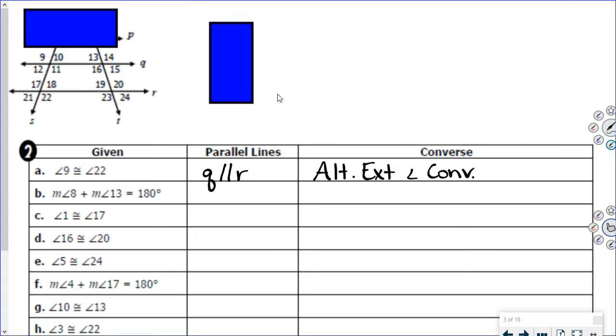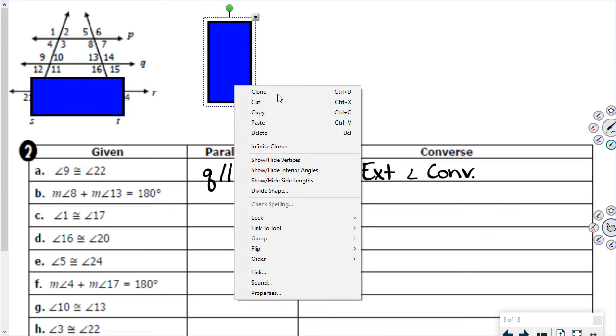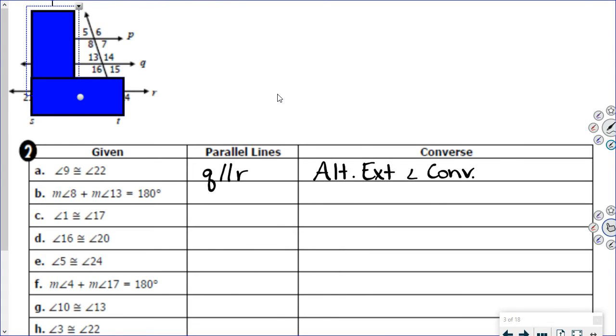Same thing if we look at 8 and 13. I can cover up the bottom and I can cover up the left-hand side. 8 and 13 now are both on the inside of those lines, and they're on the same side of the transversal, so that makes them consecutive interior. Those are supposed to be supplementary, so we're good. So the consecutive interior angle converse would then allow us to say that lines P and Q are parallel.